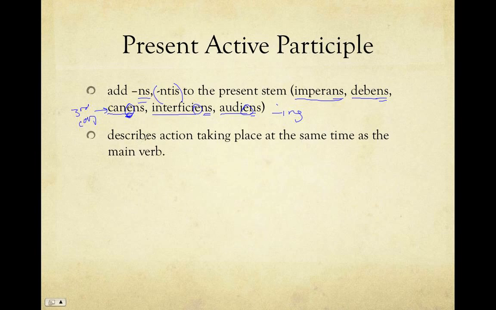And the present active participle describes an action which takes place at the same time as the main verb. This is very important. Remember, these are adjectives. These are not main verbs. So in that example sentence I gave you, I saw the walking man, the man is walking at the same time as I saw him.